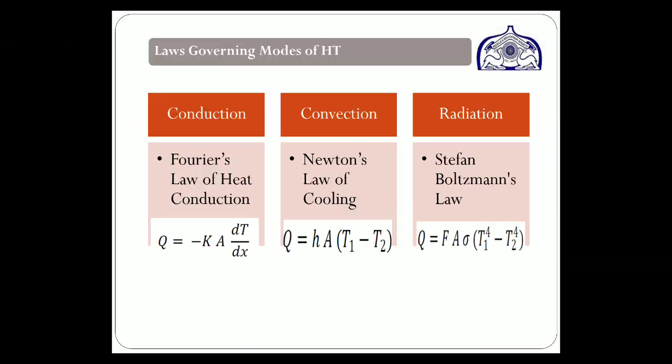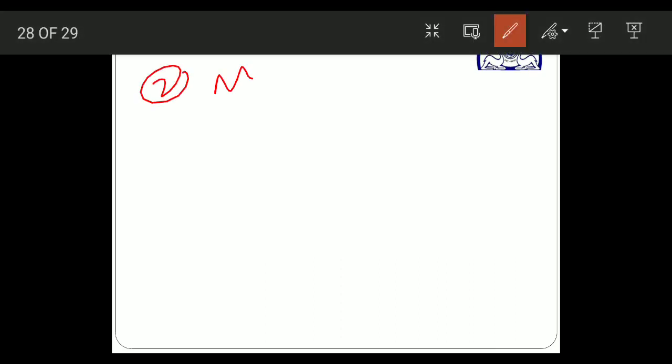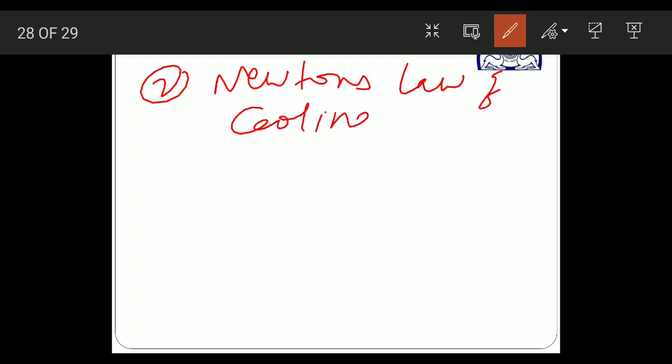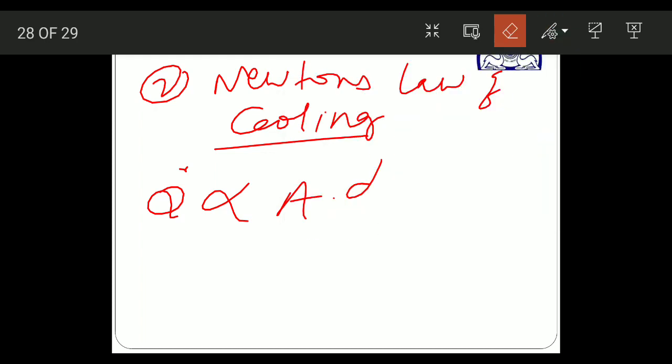Now let us see the next law, that is for convection. That is Newton's law of cooling. Second law is Newton's law of cooling. So what is Newton's law of cooling? Rate of heat transfer is directly proportional to the surface area and temperature difference, not gradient here. In this case there is no gradient, here is only temperature difference, that is delta T.